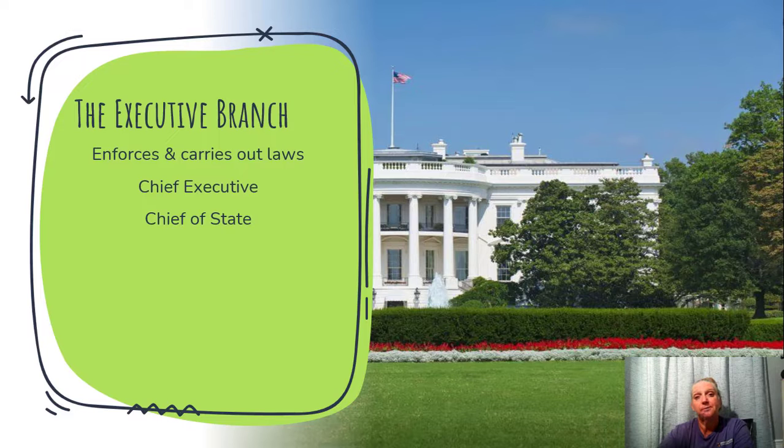So when the president welcomes national championship teams to the White House, that's chief of state. When the president throws out the first pitch at a Nationals baseball game, that is being chief of state. Going to a royal wedding somewhere around the world, or a funeral, and representing the United States as the official dignitary. That would be a chief of state role.